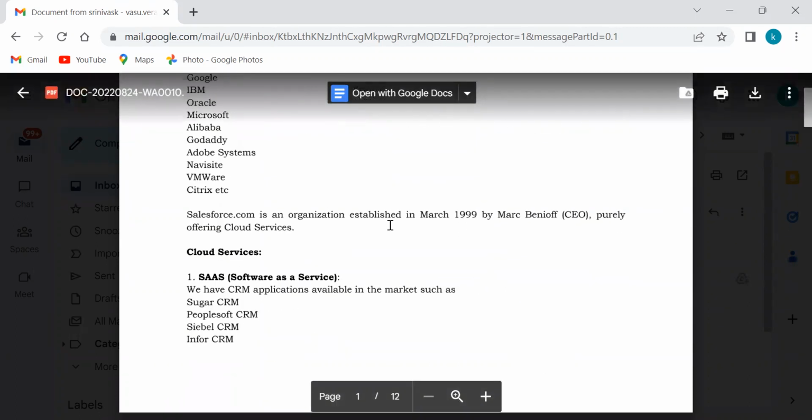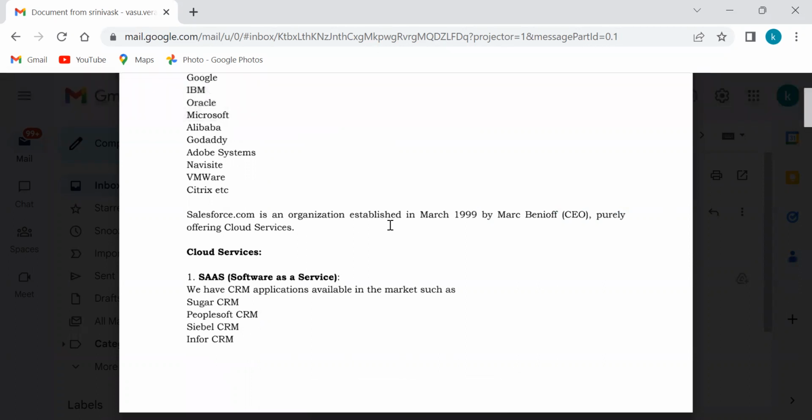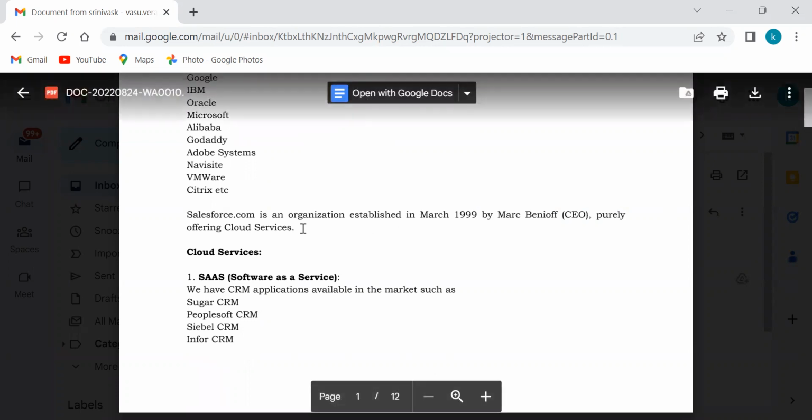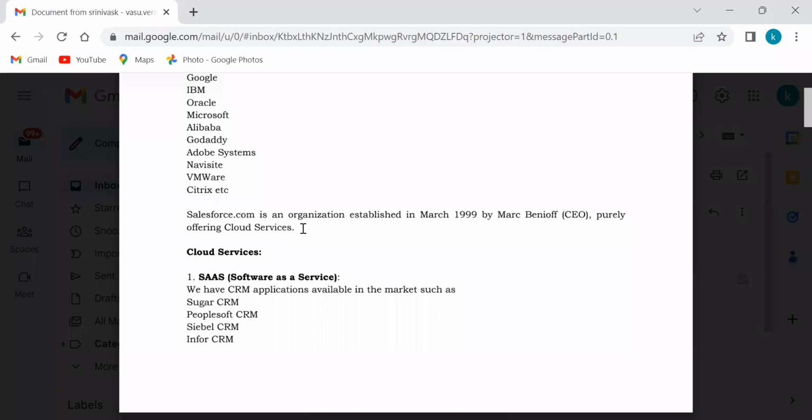Now let us restrict ourselves to Salesforce.com. We are not bothered about the remaining cloud vendors. Salesforce.com is an organization established in March 1999 by Mark Benioff, purely offering cloud services. Whatever services they offer are only cloud services.